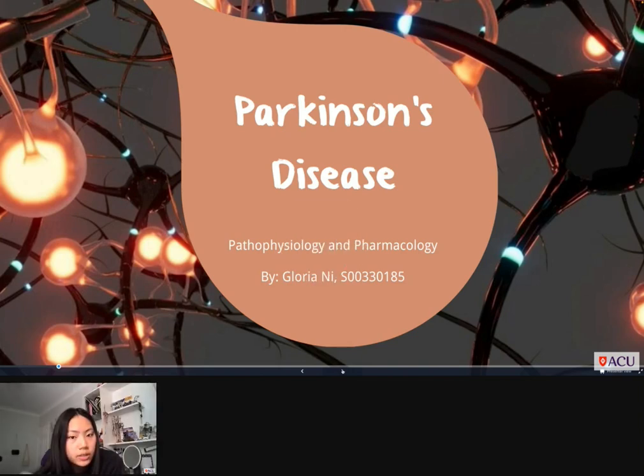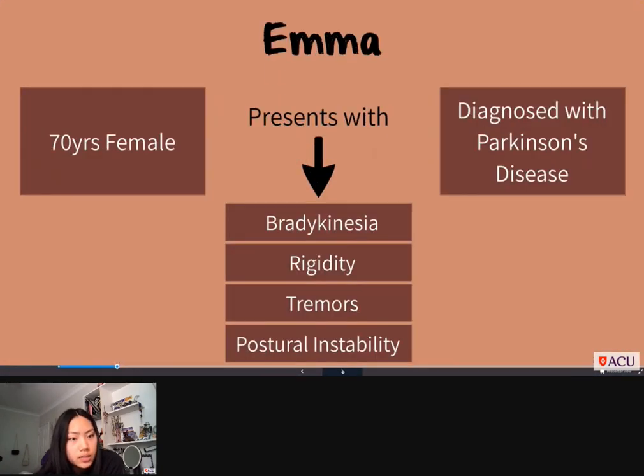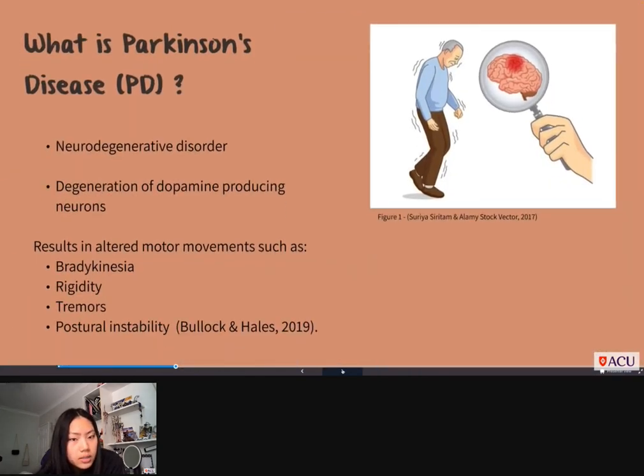This is pathophysiology in pharmaceutical management, and we will be using Emma's case as an example. Emma is a 70-year-old female who presents with bradykinesia, rigidity, tremors, and postural instability, and has been diagnosed with Parkinson's disease. So what is Parkinson's disease? Well, Parkinson's, or PD, is a neurodegenerative disorder that affects dopaminergic neurons in the brain.